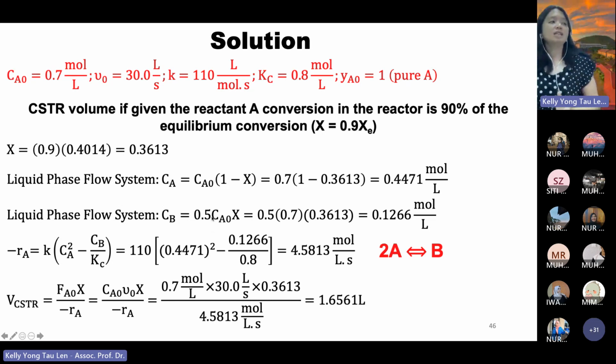So when you have the CA and CB, only then do you substitute into the rate law, minus CB per KC, KC 0.8. So now you get your minus RA value. Then you substitute the minus RA value into the final equation, and now you get the volume of your CSTR. So this is the step-by-step calculation. Again, this is just optional. You can also directly substitute everything into the combined equation and then calculate, but this is an easier way. You calculate one by one, then substitute.